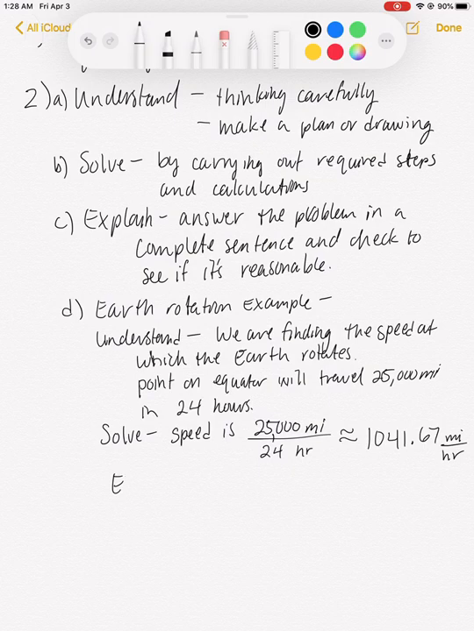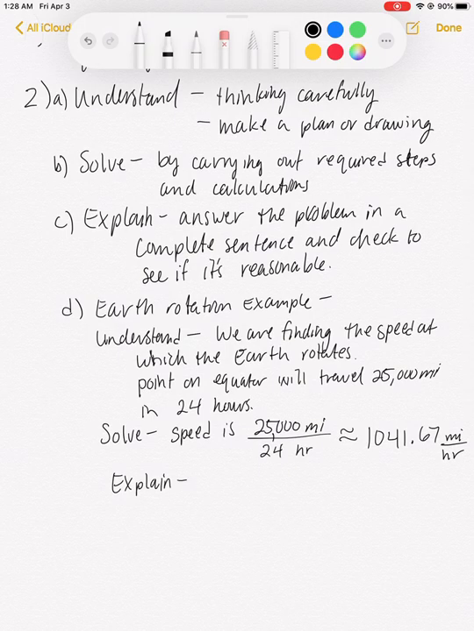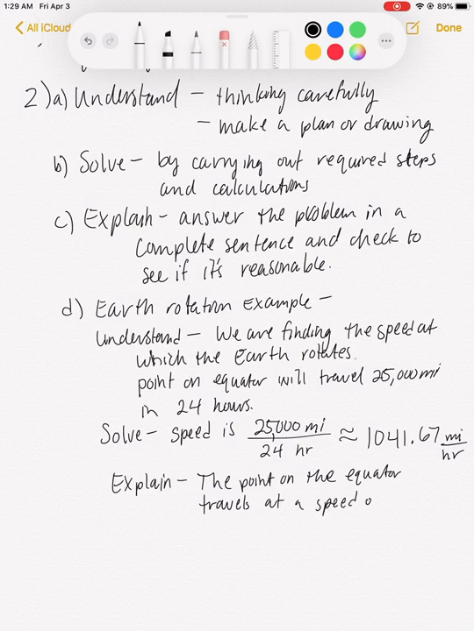We're going to explain our answer, check to see if it's reasonable. So since 25,000 is just over 24 hours, we'll have just about 1,000 miles an hour, and we write our answer in a sentence. The point on the equator travels at a speed of 1,041.67 miles per hour.